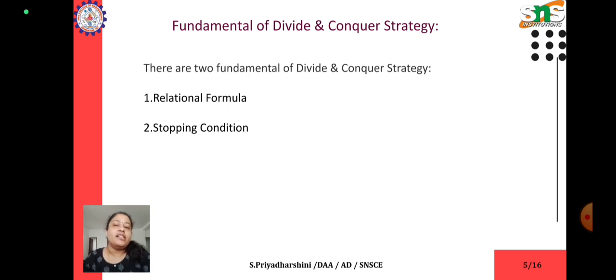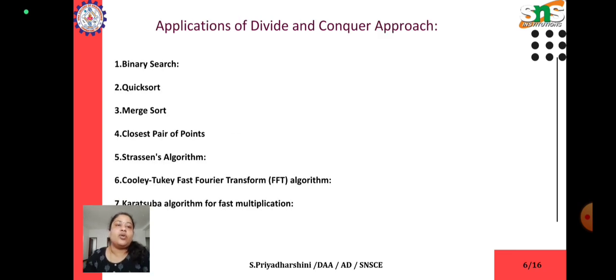The next one is the stopping condition. When we break the problem using the divide and conquer strategy, we need to know for how long we need to apply divide and conquer. The condition where we need to stop the recursion steps of the divide and conquer strategy is called the stopping condition. Let's see the applications involved in the divide and conquer approach. These are the basic applications. Let's discuss them in detail.